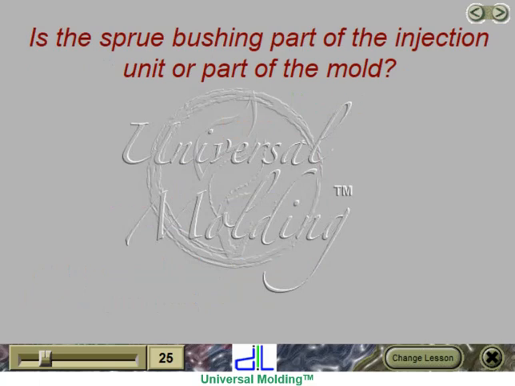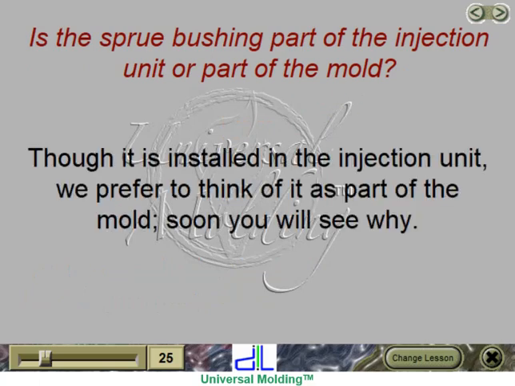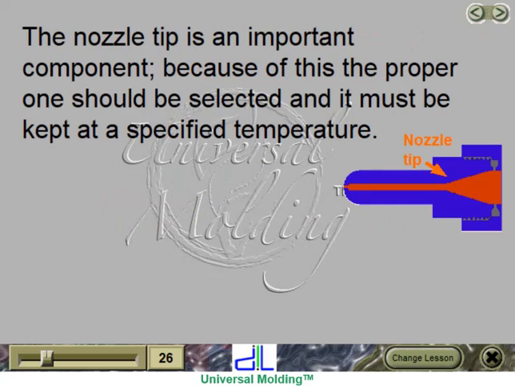Is the sprue bushing part of the injection unit or part of the mold? Though it is installed in the injection unit, we prefer to think of it as part of the mold. Soon you will see why. The nozzle tip is an important component. Because of this, the proper one should be selected, and it must be kept at a specified temperature.